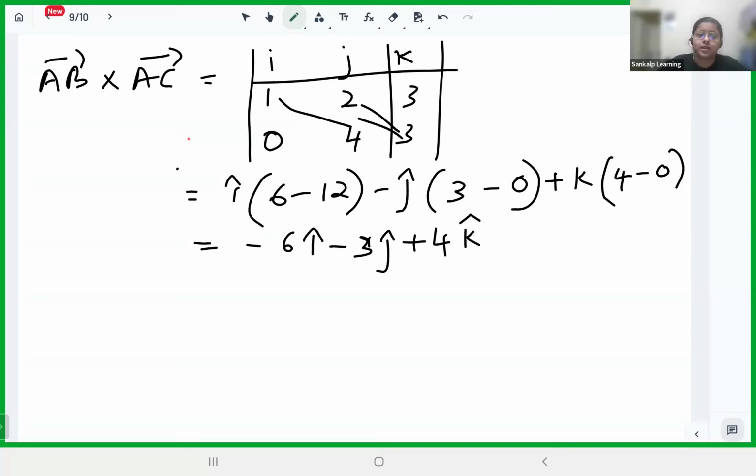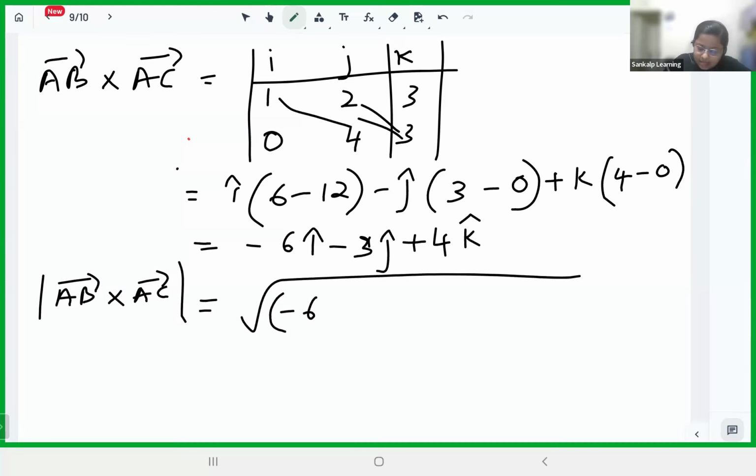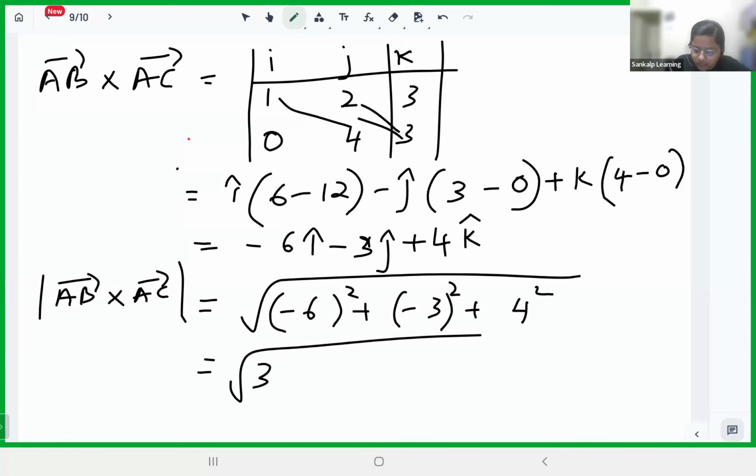But we can't stop here. We need to know the magnitude of vector AB cross vector AC. That is equal to the root of (minus 6) whole square plus (minus 3) whole square plus 4 square, which is the root of 36 plus 9 plus 16.